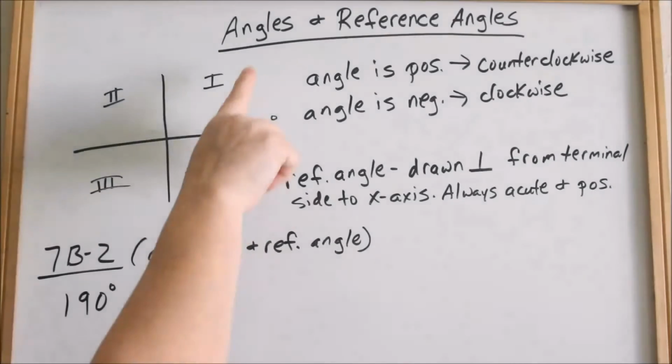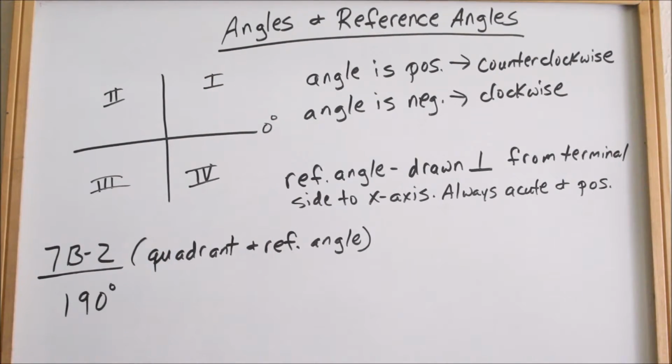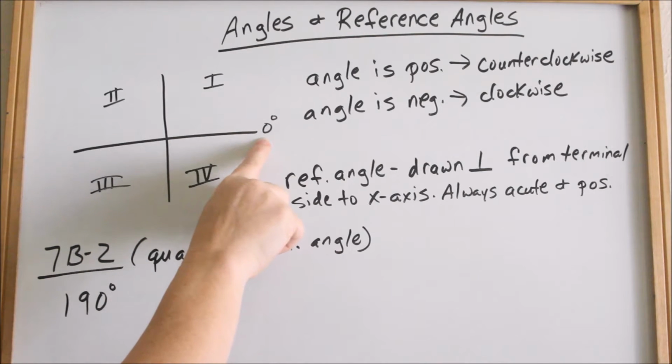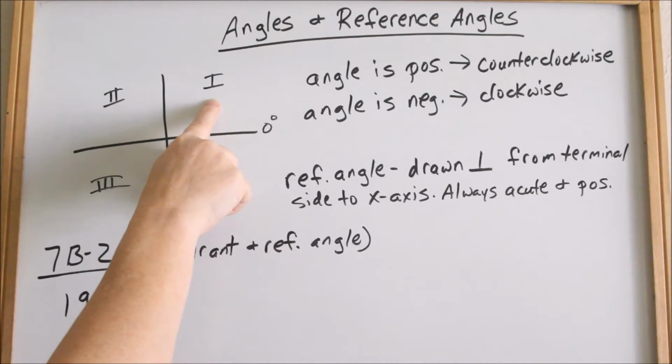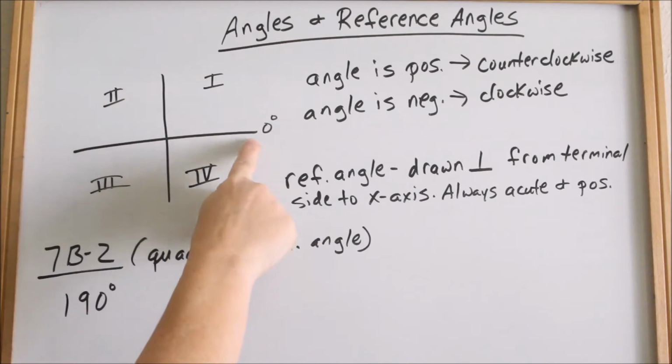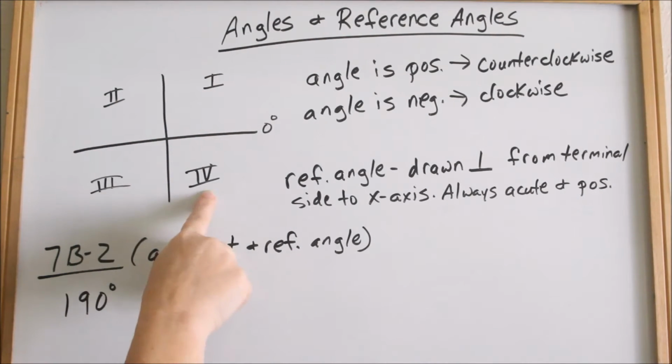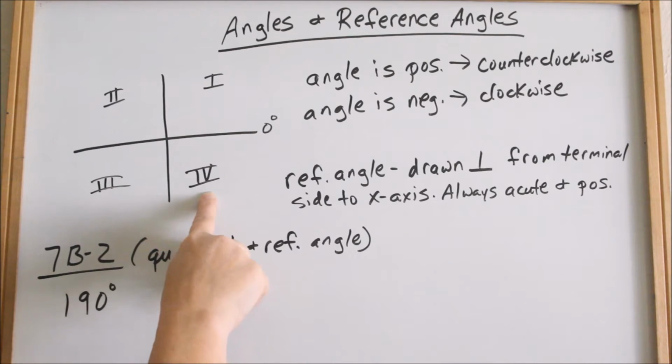Okay, we're going to be talking about angles today, and also reference angles. The first thing I want to remind you is that if we have quadrants and we start at 0 degrees here, then this is quadrant 1. This is like your x and y axis. Quadrant 1, quadrant 2, quadrant 3, and quadrant 4. So that's just a reminder from algebra.